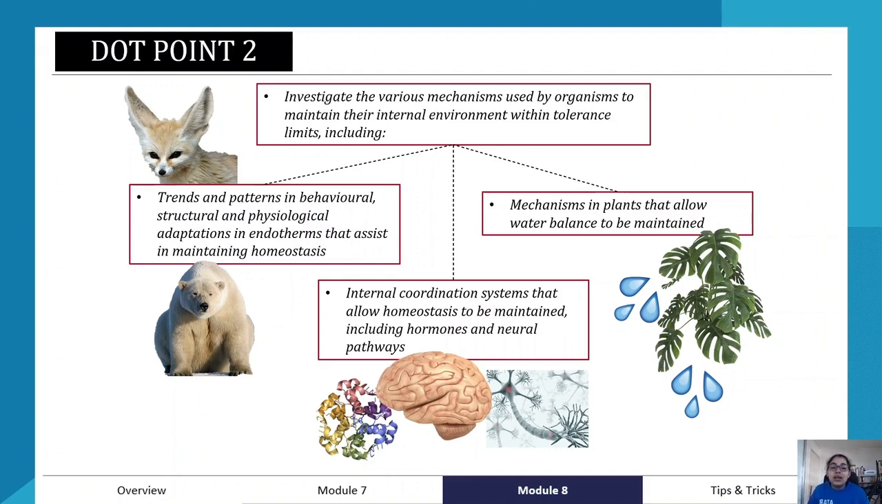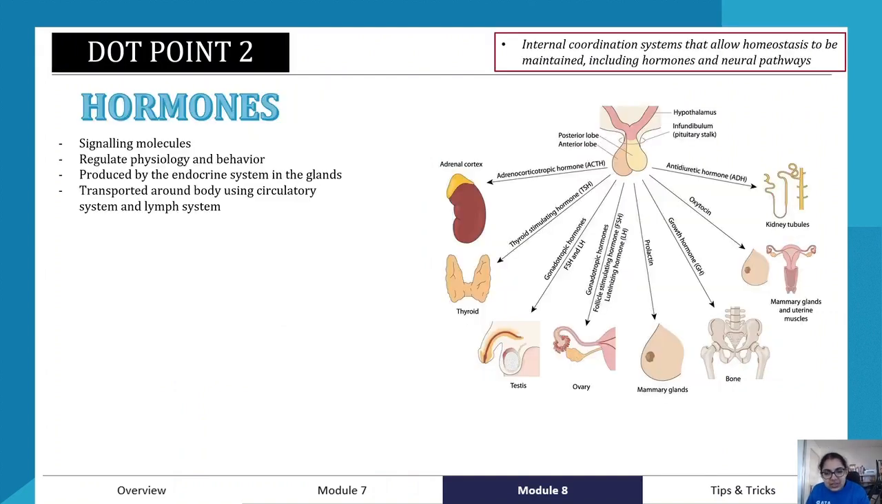And then finally, mechanisms in plants that allow water balance to be maintained. This is where we're looking at the transpiration, cohesion, adhesion theory. So definitely check that out as well, revise that. You should have gone through it in year 11. But if you have any questions regarding them, please feel free to ask.